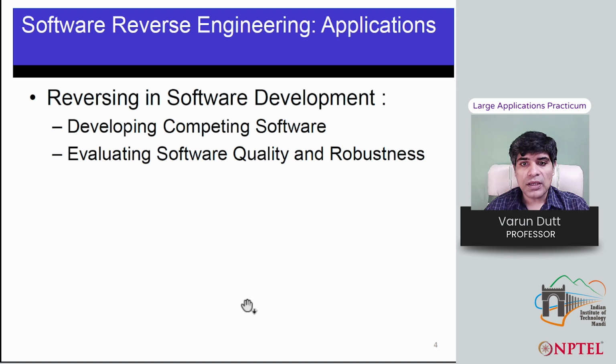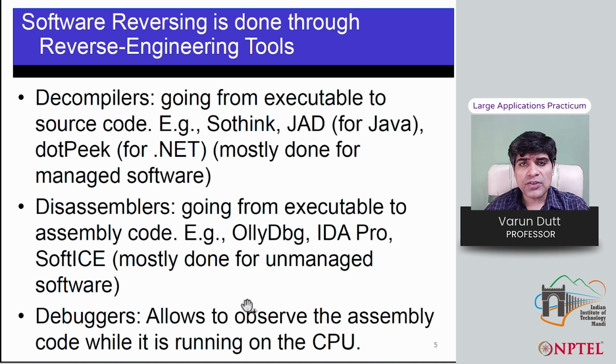Software reverse engineering has, of course, been used in industry for developing competing software, and also, as I told you, for evaluating software quality and its robustness. Now, it is done through tools, and there are at least three types prevalent in the real world. One is the decompiler, which allows us to go from an executable file, an exe file, to the source code. Decompilers include JAD for Java and .peek for .NET, and generally this is done for managed software.